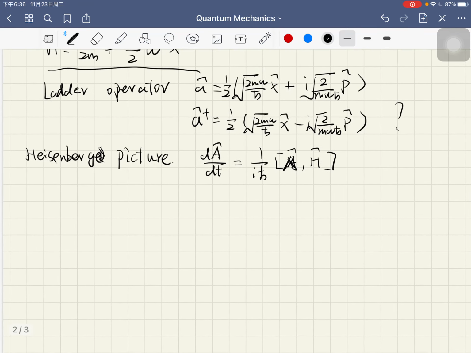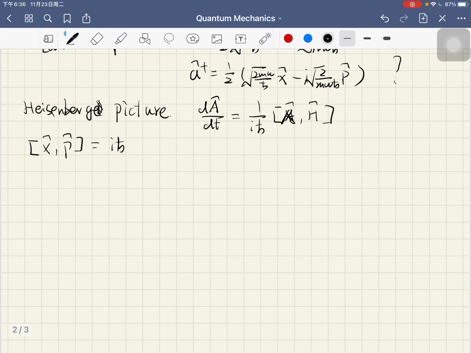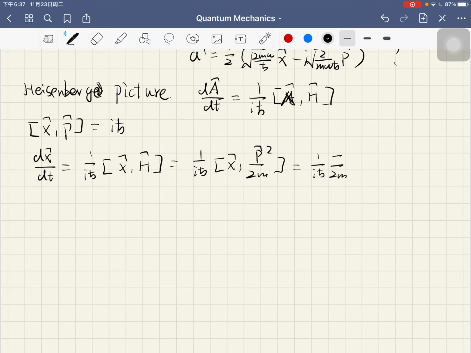So let's recall the basic commutation relation, which equals i h bar. And the equation of motion we can write is... let's calculate the commutation relation, plus p x, the bracket equals i h bar.